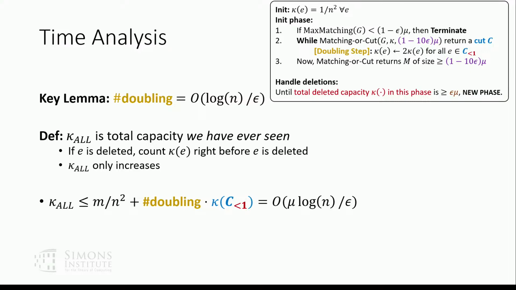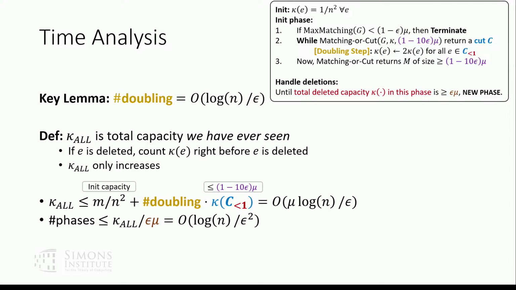So every time you double, you increase the capacity by at most mu. So the total amount of the capacity increase is the number of doubling steps times mu. So if we accept this key lemma for now, then the total capacity ever is at most mu log n. So let's accept the key lemma and see that this basically finishes the analysis of our algorithm, which is that we know our total capacity is mu log n.